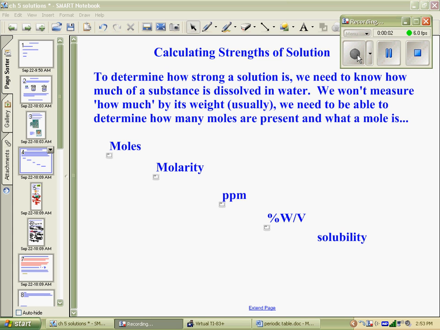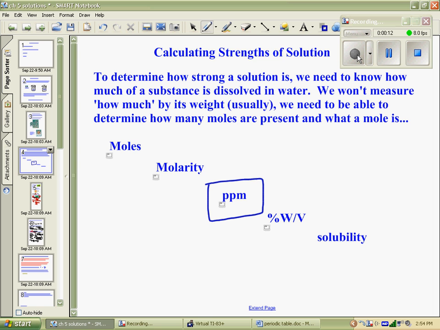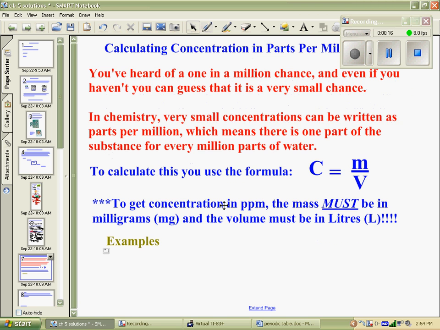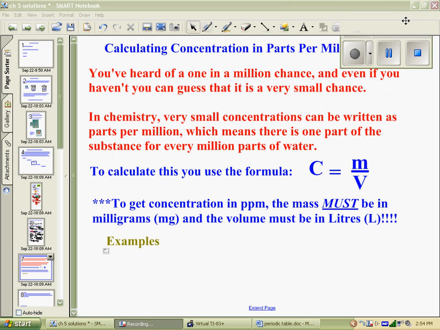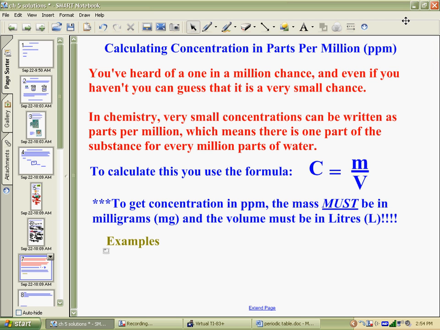As promised, I'm going to continue with a series of videos on calculating strengths of solutions, but this time we're going to look at calculations where we want the concentration in parts per million, or ppm. When you're looking at concentrations in parts per million, you may have heard of a 1 in a million chance. Even if you haven't, you'd probably be pretty certain that it's a very small chance.